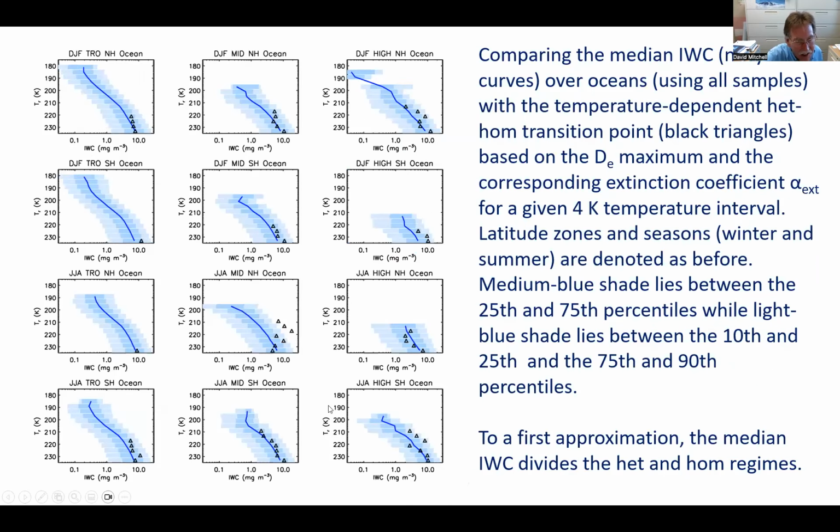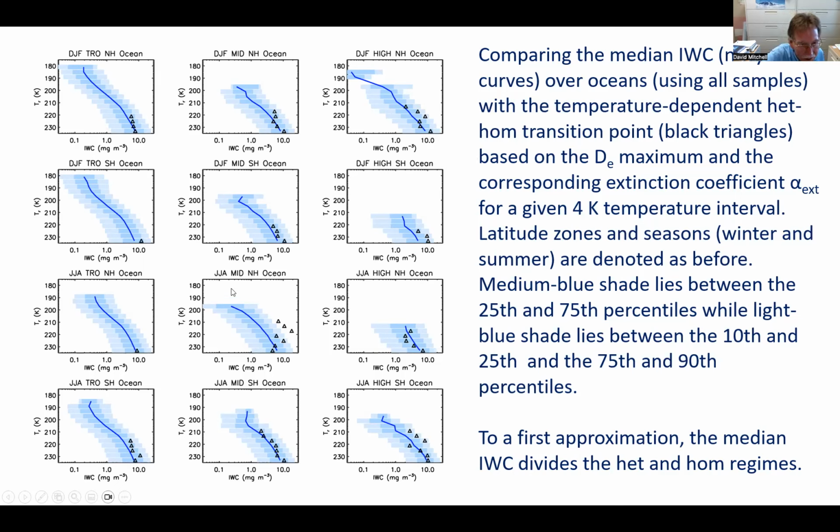And this figure was suggested to me by Martina Krämer, and what's shown here are the black triangles, which are similar to the plus marks before. They are the transition between the het regime and the hom regime. And the navy blue curve is the median ice water content. And these are just showing different latitude zones and different seasons around the world.